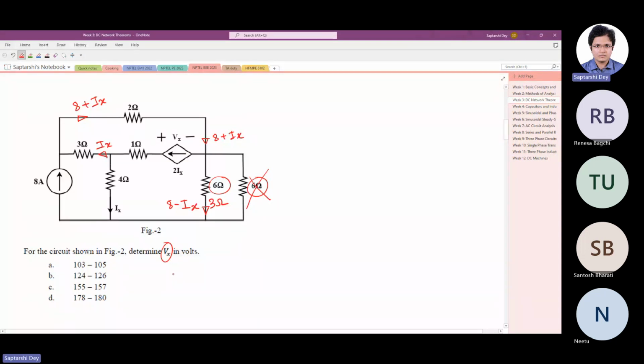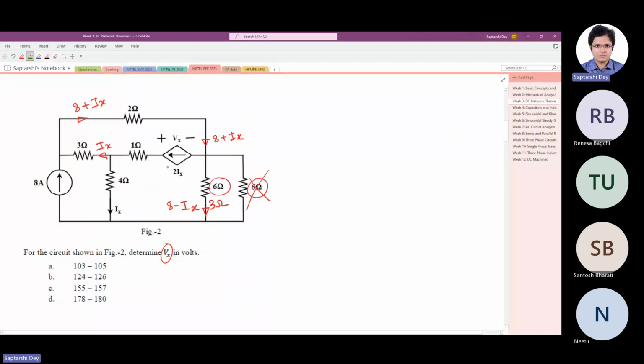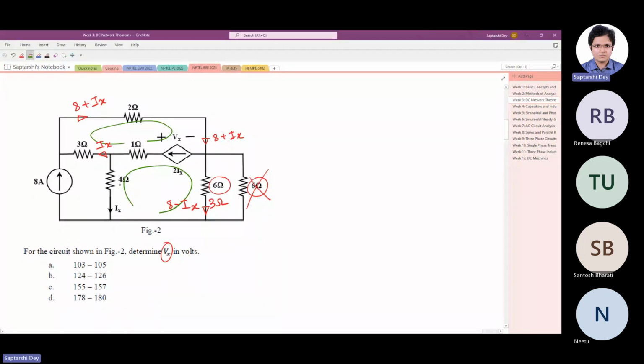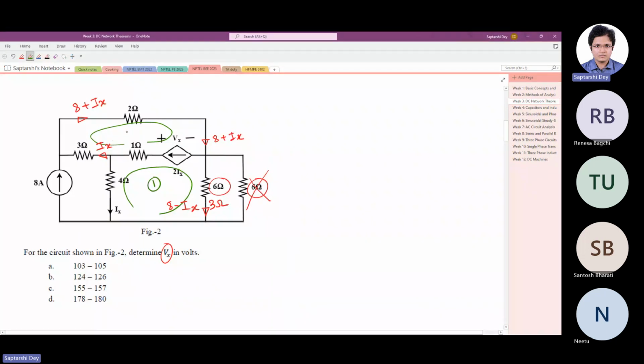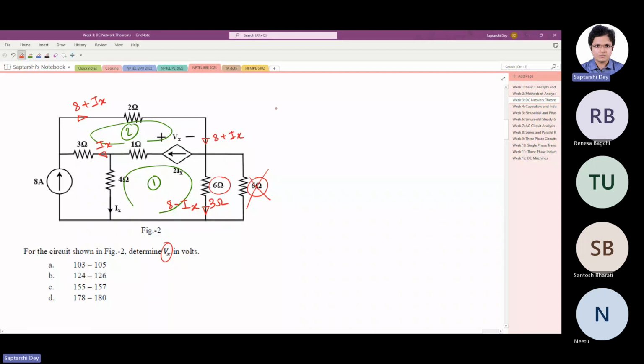Now we have to solve for Vx and Ix, two variables. If you look at these two loops, one is this one and another one is this one. Can you write KVL? Yes, we have all the information to write KVL, and both equations will involve Vx and Ix. So we can solve for Vx and Ix, right? Let me name the loops: I call this loop 1 and this loop 2, and write the KVL for loop 1.